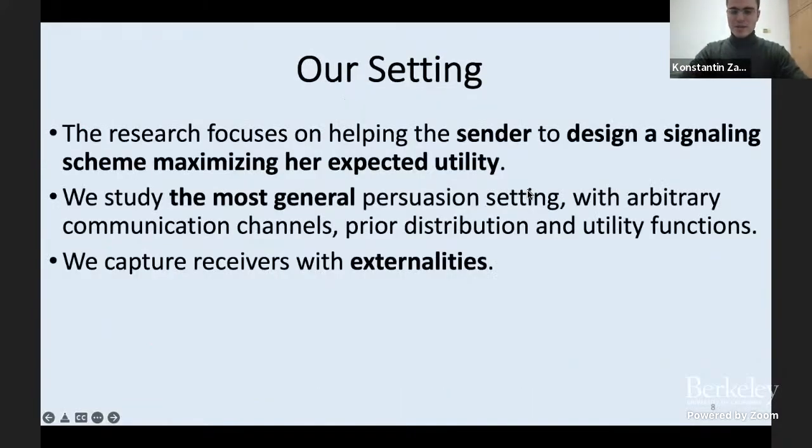In Bayesian persuasion, the sender is the designer, and therefore, normally the research focuses on helping the sender to choose an expected utility maximizing signaling scheme. In our paper, we studied the most general Bayesian persuasion setting by allowing arbitrary structure of communication channels, as well as arbitrary utility functions of both the sender and the receivers, and also arbitrary prior distribution. Also, our model captures receivers who have externalities, which means that the actions of the receivers affect each other.